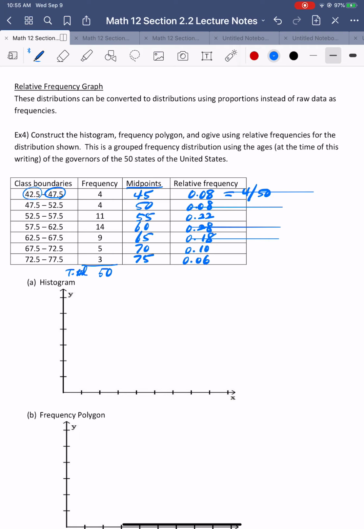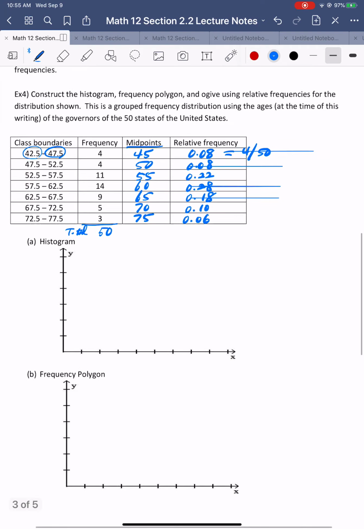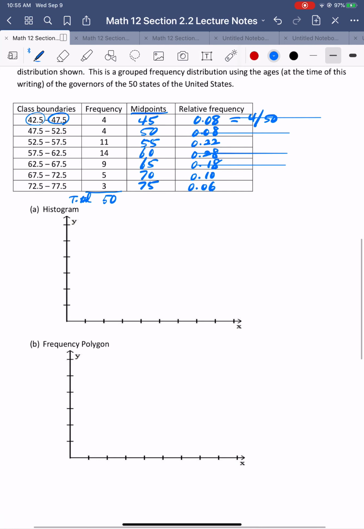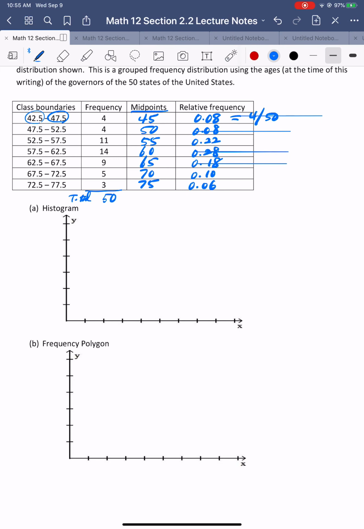So then we're ready to find out the histogram and frequency polygons too, okay? So for the histogram, we are using the boundaries, okay? So we have to get to the class width.